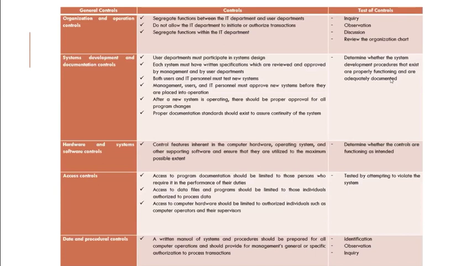Then for another general control, we have systems development and documentation controls. So the internal controls that should be implemented by our audit clients are the following. User departments must participate in systems design. Again, this is on the systems development, and how to develop the system and document the procedure. So user departments must participate in the systems design.